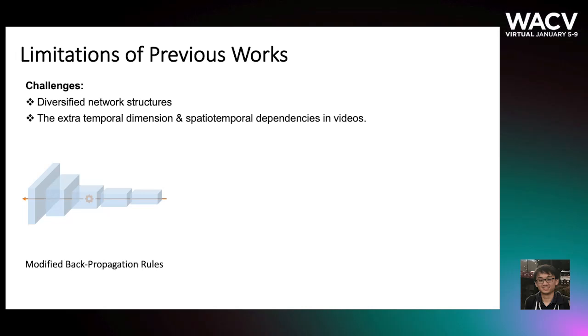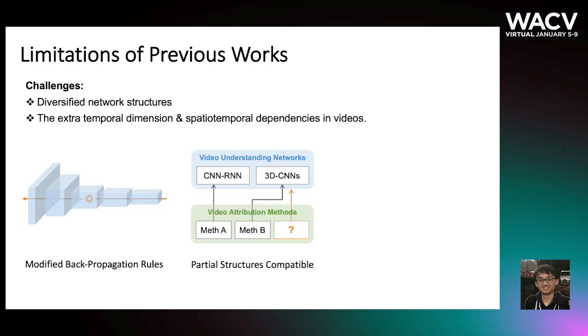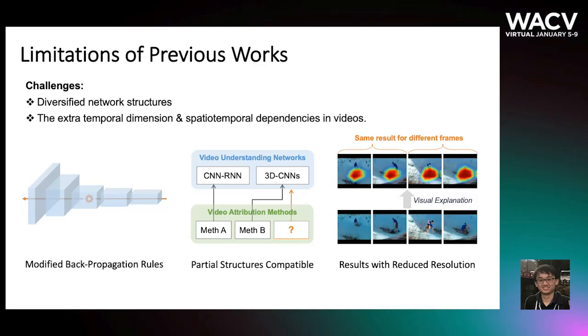However, previous works for visual explanation show limited abilities in resolving the challenges because they come short of 3 points. First, some of them rely on the modified backpropagation rules, which are often inconvenient to implement. Some methods work only for a specified network structure and are hard to be generalized for the diversified structures. Partial methods can only generate results with the reduced resolution in both temporal and spatial dimensions. As a result, one easy-to-use method that is generic for diversified structures is still absent.